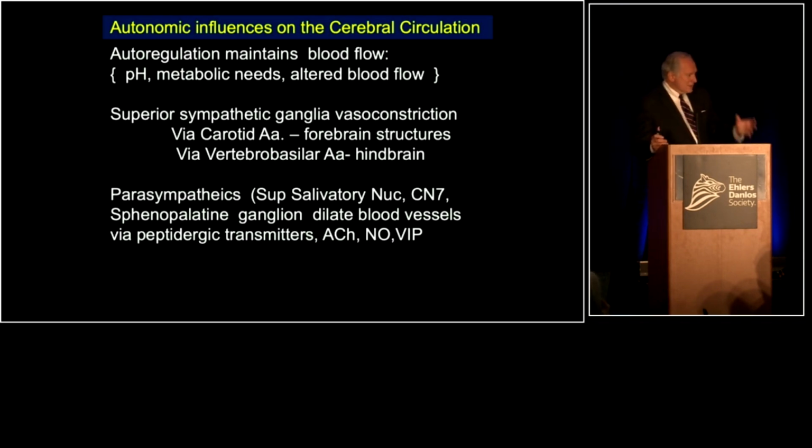If there's too much blood flow because of excessive cardiac output, the blood vessels in the brain will constrict to decrease that. But through the superior sympathetic ganglia, they can exert vasoconstriction through fibers that run up the carotid artery to the forebrain structures and through the vertebral-basilar arteries to the hindbrain. The parasympathetic nerves also, through the superior salivatory nucleus and other ganglia, can exert a vasodilation effect on the blood vessels to the brain.